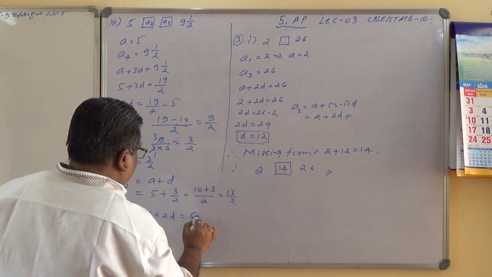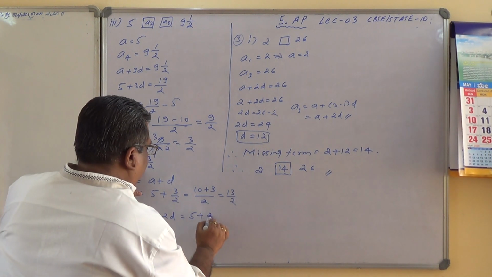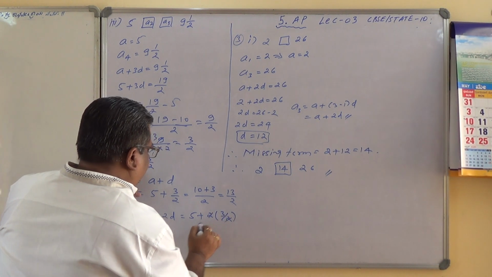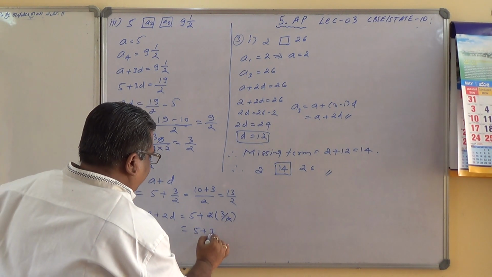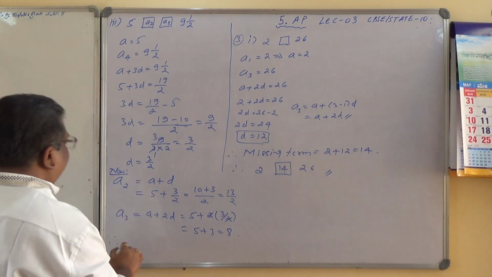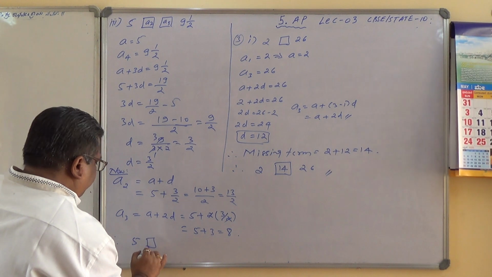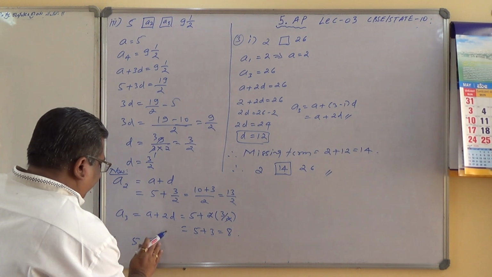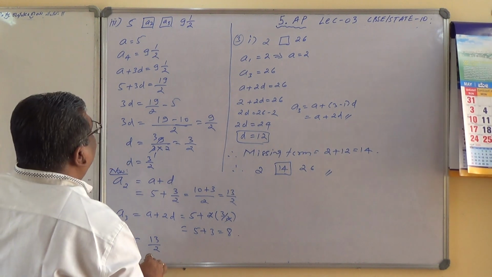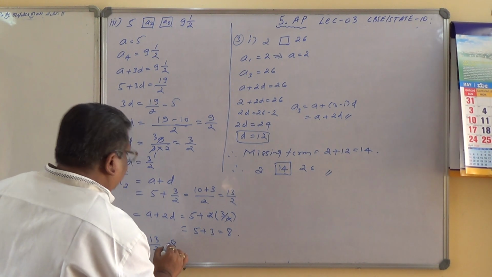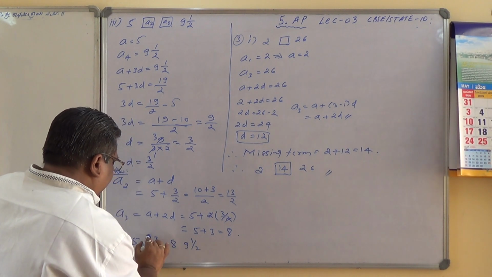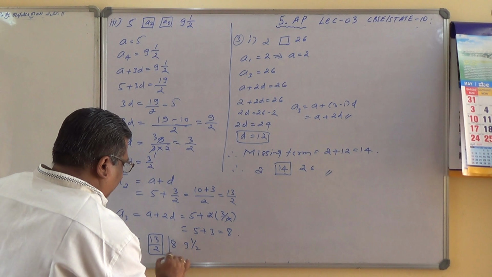A plus 2D is how much? 5 plus 2 times 3 by 2. The 2 cancels, 5 plus 3, which is 8. And therefore the missing terms are 5, A2 is 13 by 2, A3 is 8, and 9 integer 1 by 2. Okay, this is the answer over here.